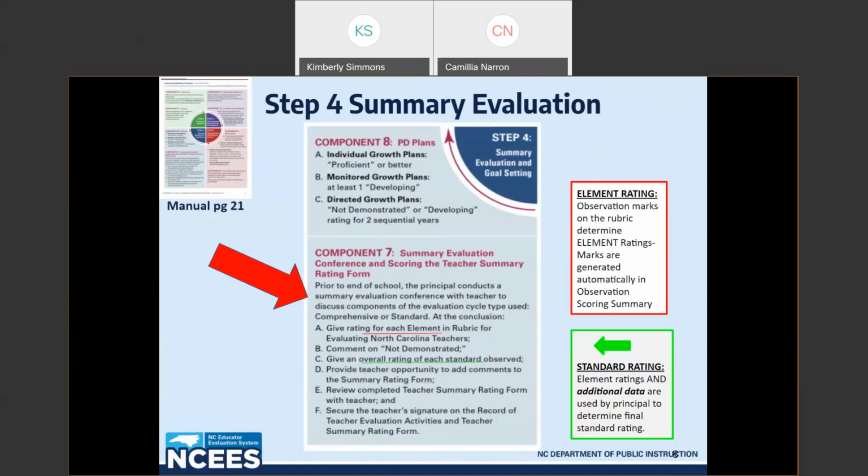Where I want to focus in is the element ratings and the standard ratings, and I've highlighted those in red and green here, and then I've had some blocks over here. I just want to pull out that at the end of the school year for the summary evaluation conference, there are two types of ratings that we're looking at. The element ratings are the observation marks on the rubric that determine the element ratings, and these marks are generated automatically in the observation scoring summary generated inside the NESIS tool. And then we have the overall rating of each standard that's observed. Those are the element ratings and additional data that's used by the principal to determine the final standard ratings.